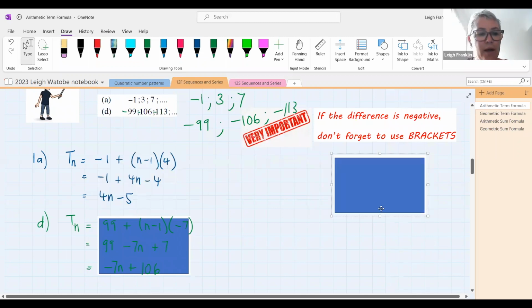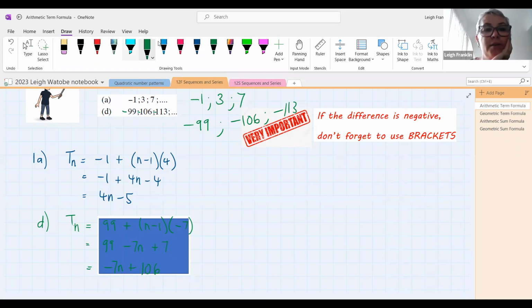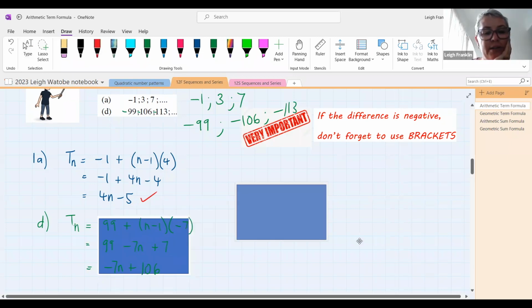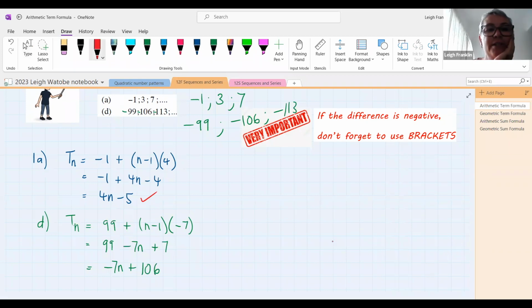So that was what I got for the first one. -1 is A plus (n minus 1)d. So D was 4, and I think we all agree that that is 100% correct. Then for the second one, I got a different answer to you guys. Did I make a mistake? Which very definitely can happen. So I did make a mistake. I'm so silly. Can anybody see what my mistake is in question D?